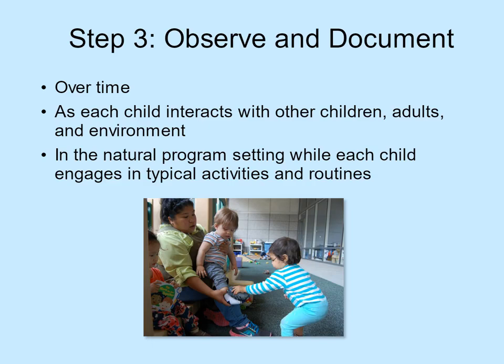Step 3. Observe and document. Observe and document each child's typical behavior over time, as each child interacts with other children, adults, and the environment. In the natural program setting, while each child engages in typical activities and routines. The DRDP 2015 has an appendix with many resources pertaining to naturalistic observation.